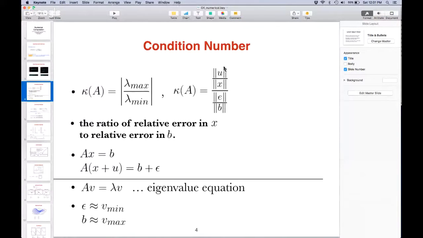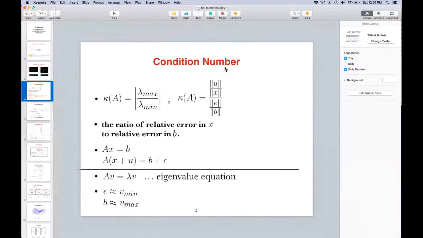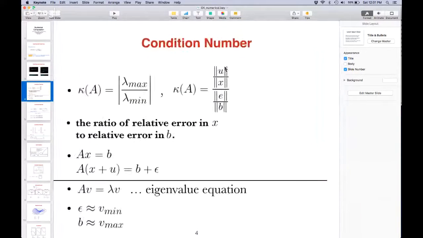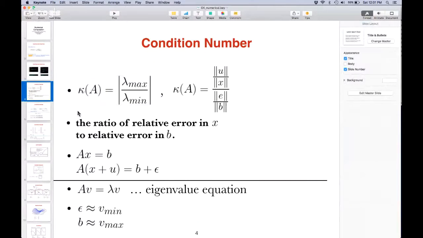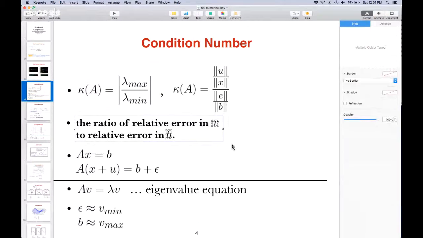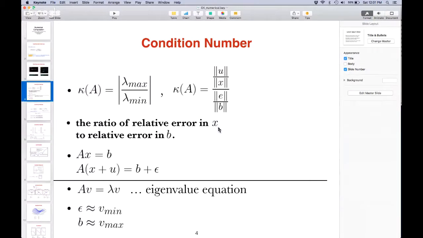Sure. So the condition number is not defined by this, not defined by this. It's defined by this. This is the condition number: the ratio of relative error in X to the relative error in B. So you have this system of equations AX equals B, and you're going to solve for the unknown.